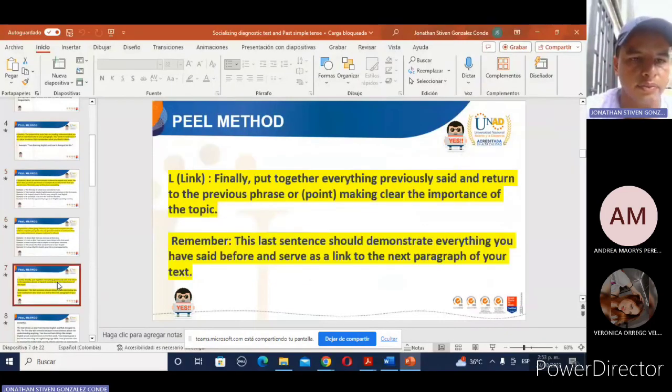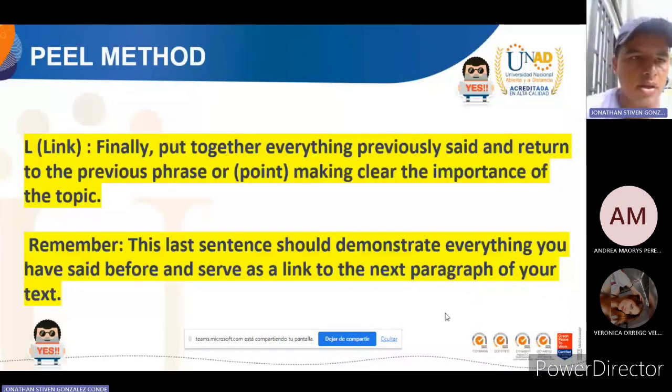Okay. Now, this is L. L represents link. Finally, put together everything previously said and return to the previous phrase or point. Focus on that, making clear the importance of the topic. Remember, this last sentence should demonstrate everything you have said before and serve as a link to the next paragraph of your text. Okay, let's see the example.